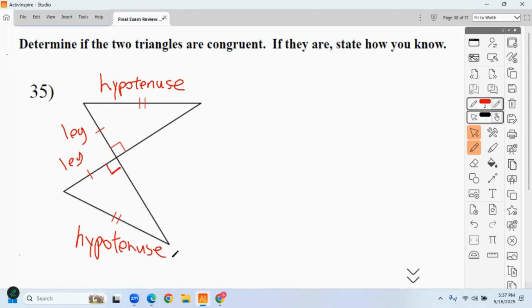Nice. So this is congruent by hypotenuse, right? Put an H for hypotenuse and an L for leg. HL, hypotenuse leg. 35 is done and done. Rolling.